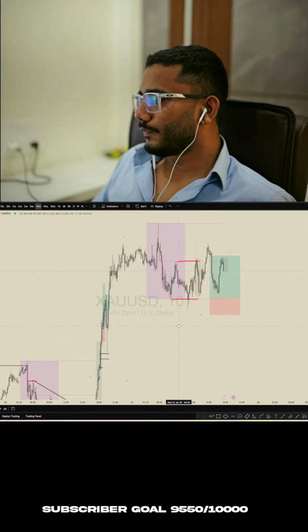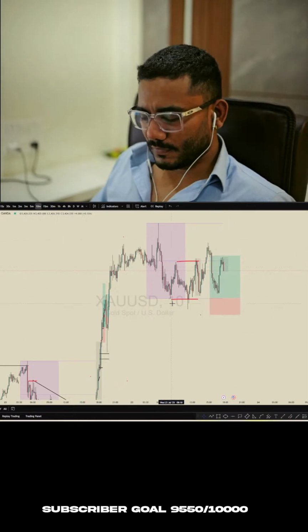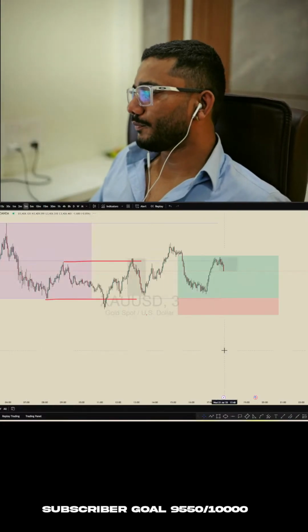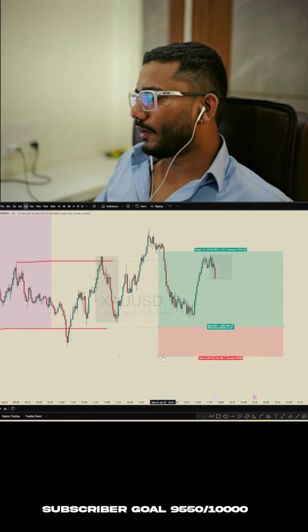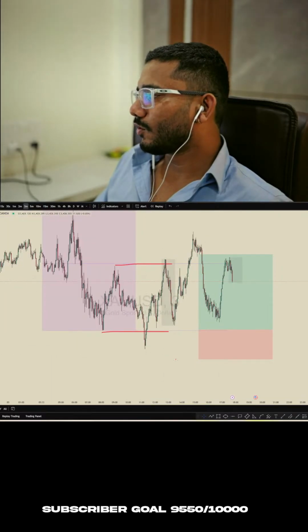Like it's going to the upside. But by looking at the chart, we can see it's still going to the upside, but we don't have enough liquidity that we can look for a buy side setup. It's in consolidation.